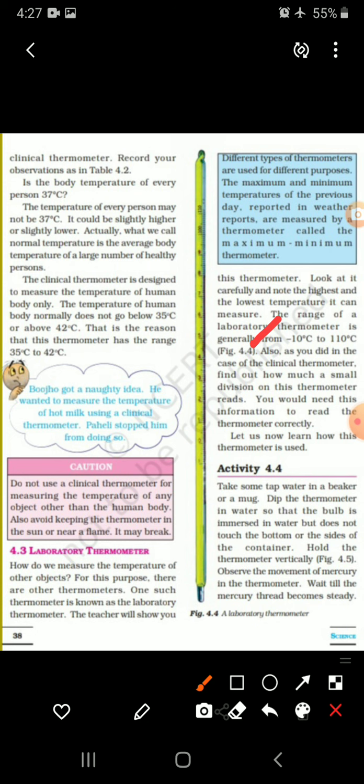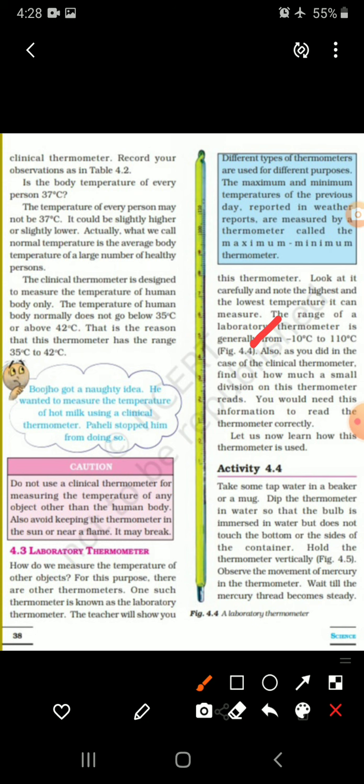Now one activity is given in 4.4. Take some tap water in a beaker or a mug. Dip the thermometer in water so that the bulb is immersed in water but does not touch the bottom or the sides of the container. Hold the thermometer vertically. Observe the movement of mercury in the thermometer. Wait till the mercury thread becomes steady.